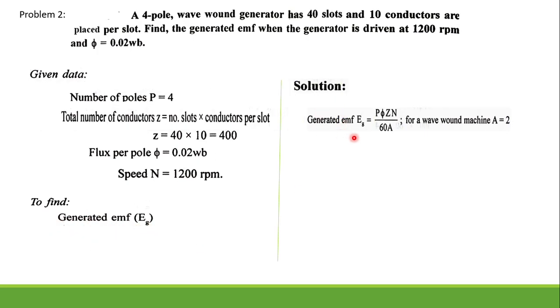The equation of generated EMF is P phi Z N divided by 60A for wave wound machine. Number of parallel paths A is 2. Substitute all the values in the equation. That gives 320 volt. For the given wave wound generator, EMF generated is 320 volt.